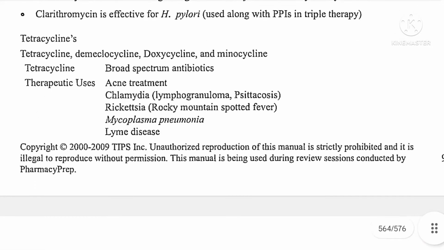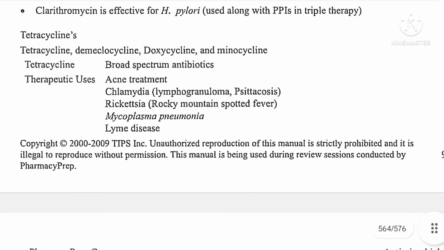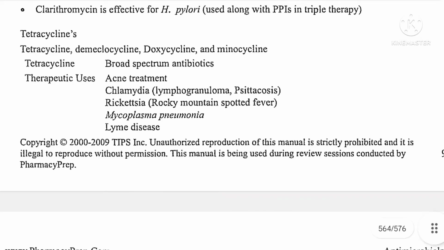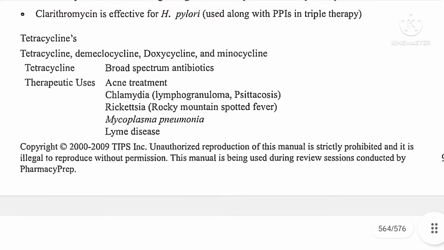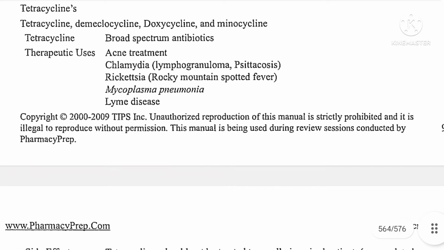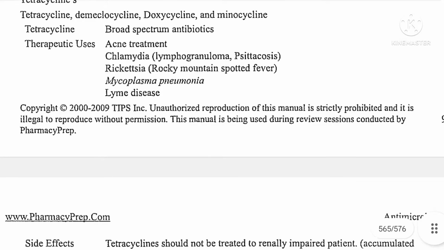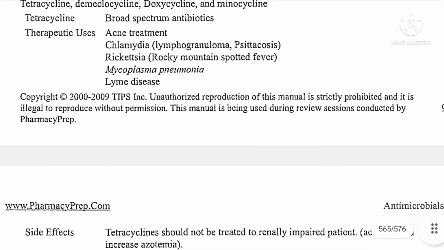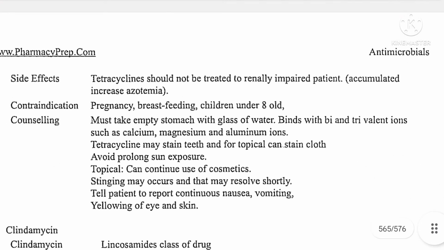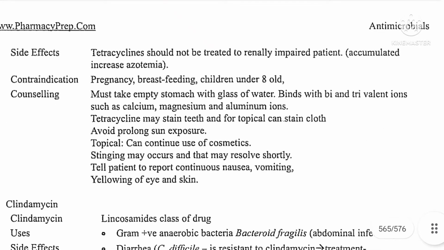The next classification is tetracycline. Tetracycline has many drugs within the classification, including demeclocycline, doxycycline, and minocycline, which are broad spectrum antibiotics. Tetracycline is used in the treatment of acne, chlamydia, rickettsia such as Rocky Mountain spotted fever, mycoplasma pneumonia, and Lyme disease.